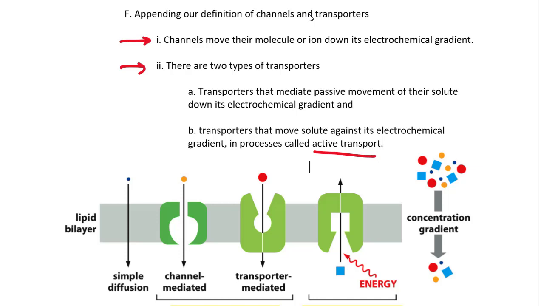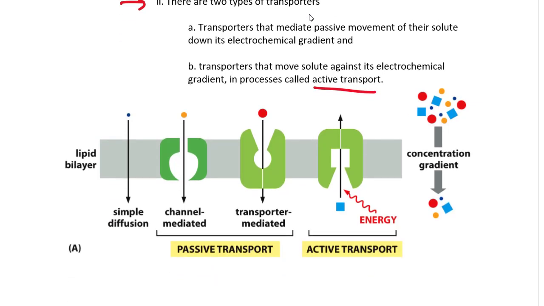Okay, so the picture here is kind of showing you that. You have simple diffusion, which doesn't require any protein involved, channel or transporter. For example, O2, CO2. Those molecules will easily diffuse across a cell membrane. You have a channel here, which is facilitating diffusion of its molecule or ion down its electrochemical gradient. Then you have transporters. So this first one right here is just a normal transporter that's moving a single molecule or ion down its electrochemical gradient, facilitating its diffusion.